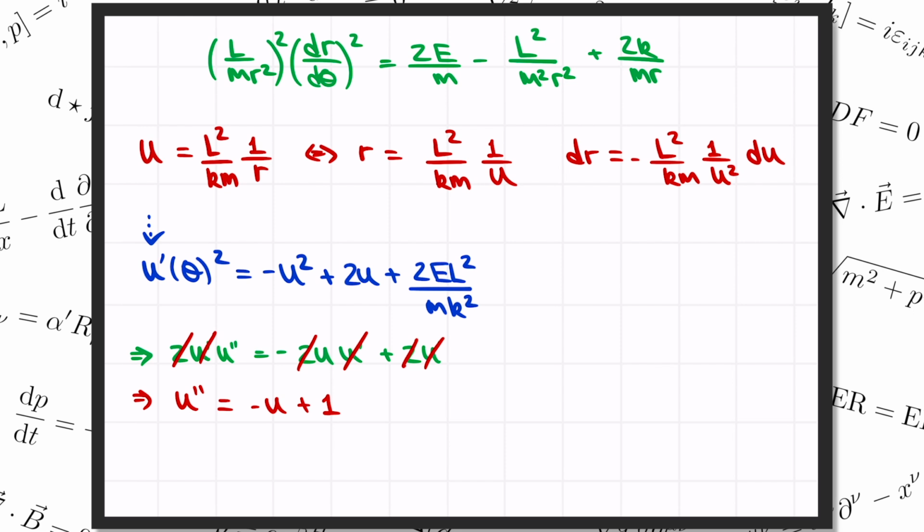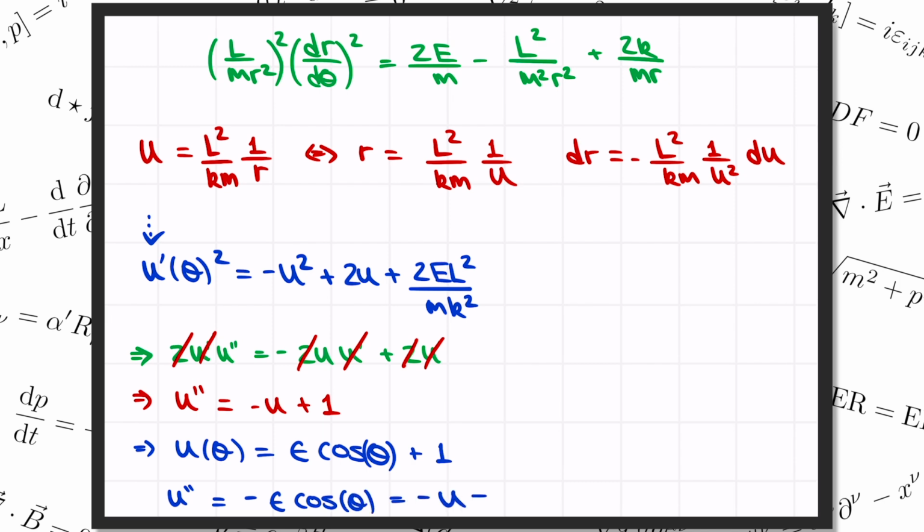Compared to where we started, this is a super simple equation. We just ask ourselves, what kind of function, when I take its second derivative, gives me back minus that function plus 1? Well, except for that 1, the answer would be a sine or a cosine. And then to account for the shift by 1, we just have to add that on to our solution. So in other words, u equals epsilon cosine of theta plus 1 will solve the equation, where epsilon here is an integration constant. Let's check. u double prime just turns into minus epsilon cosine of theta. And indeed, that's the same thing as minus u plus 1.